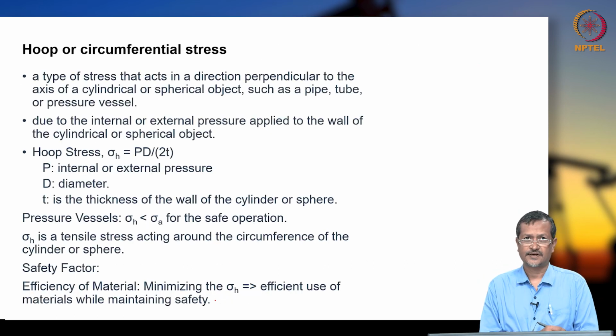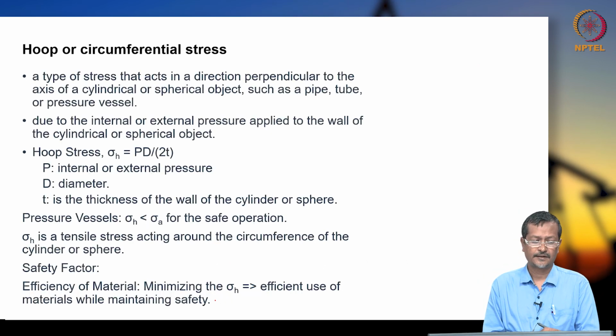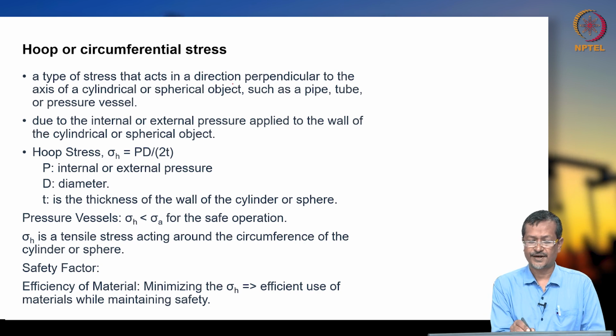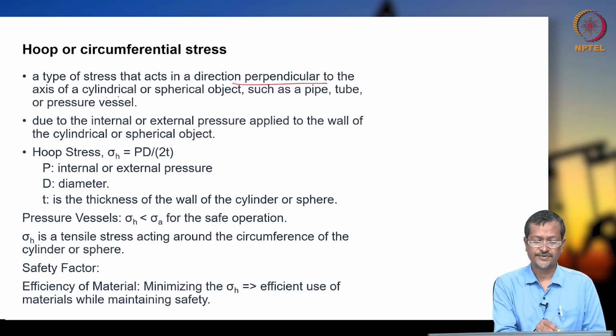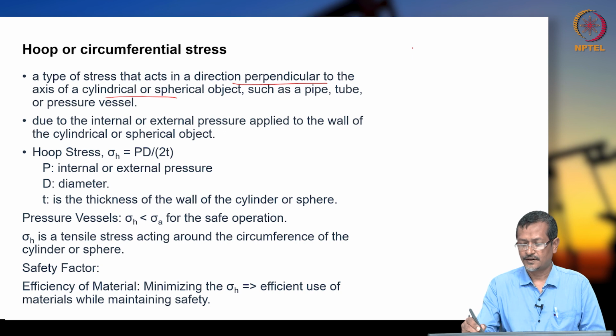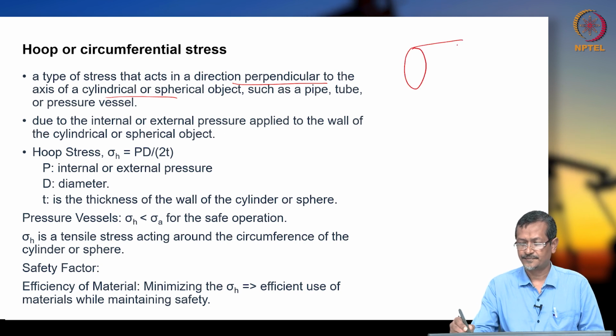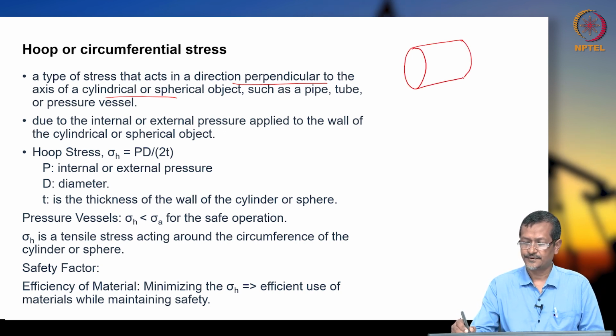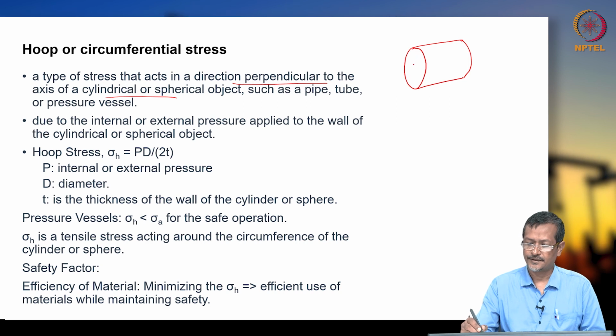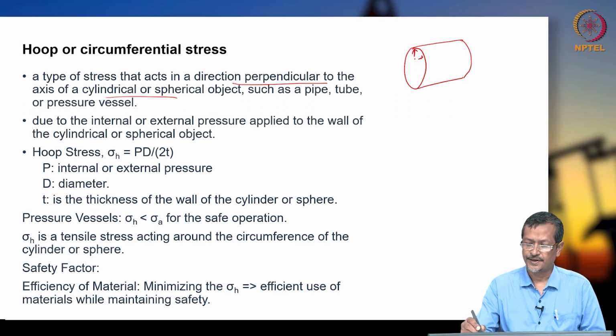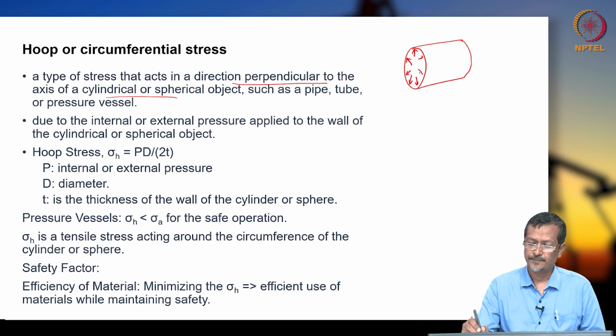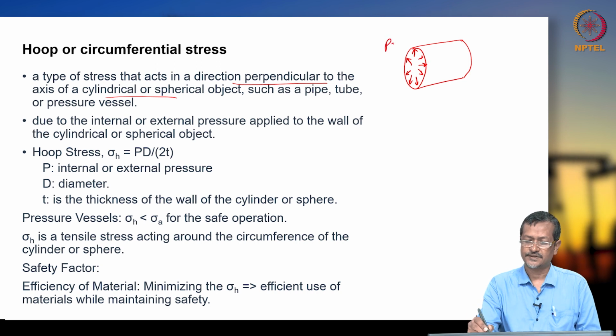Hoop or circumferential stress is a type of stress that acts in a direction perpendicular to the axis of a cylinder. Okay, I have this cylinder here, and I have internal pressure, internal fluid pressure. As per Pascal's law, fluid will have the same pressure in all directions.